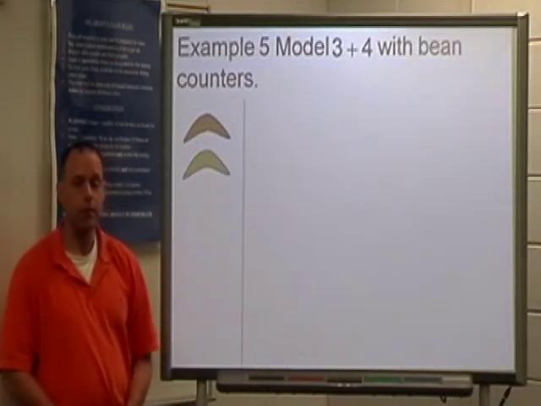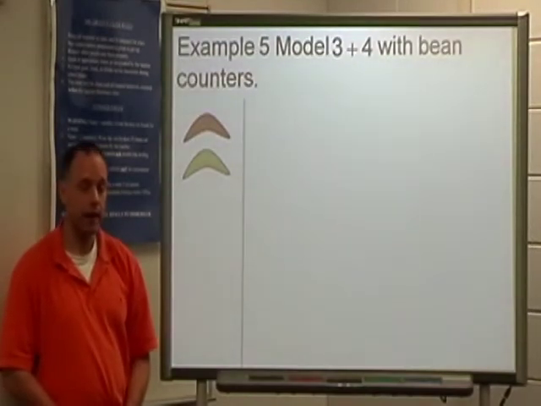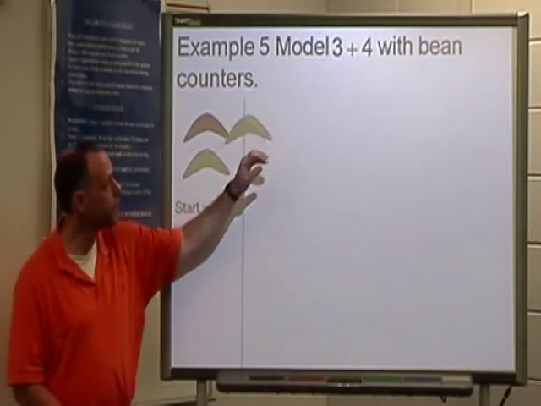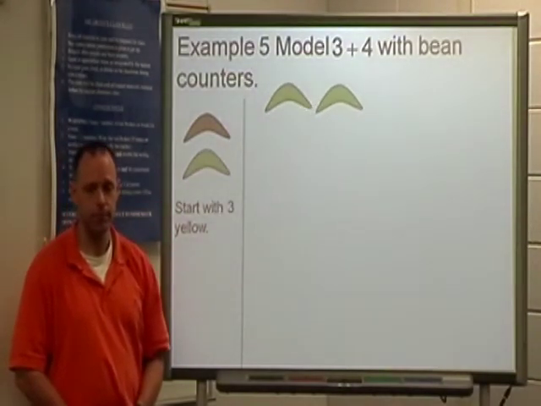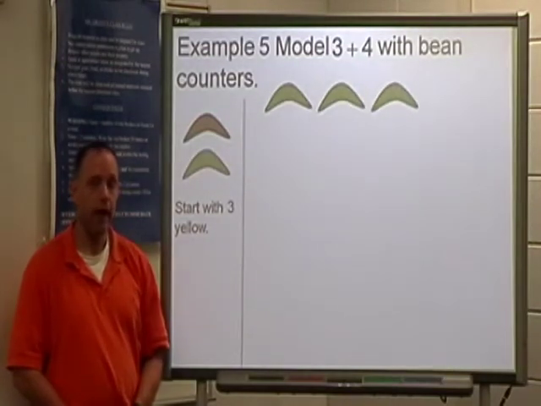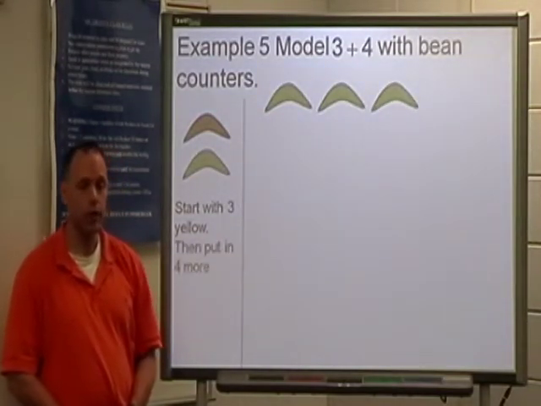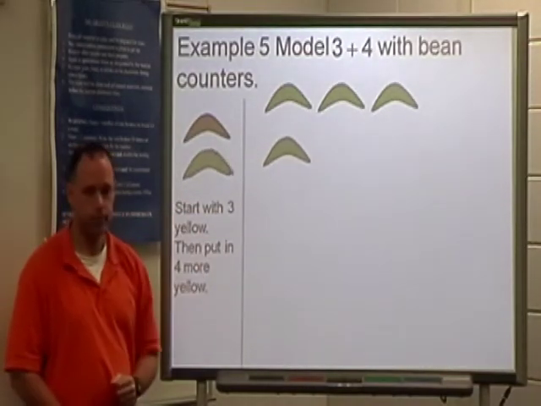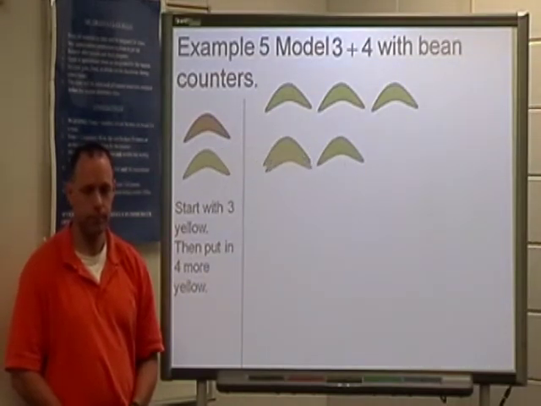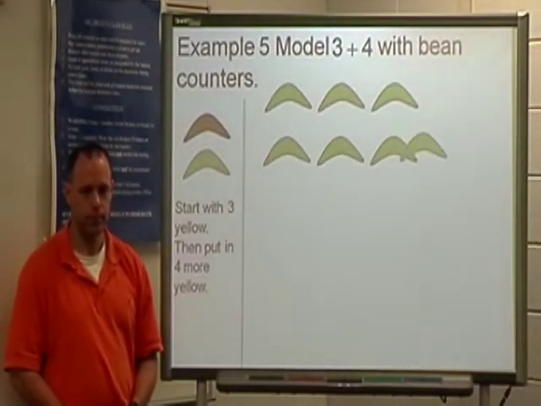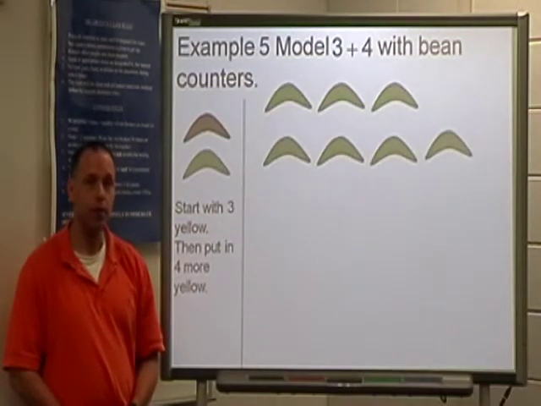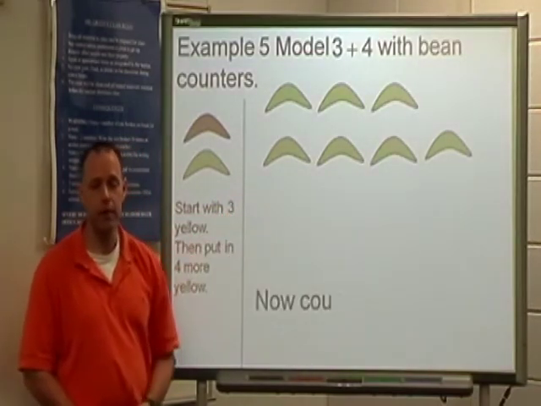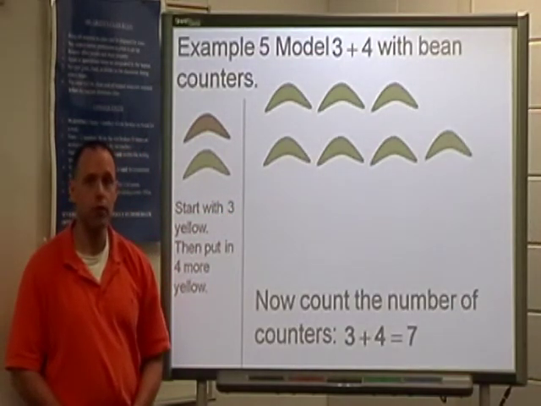Now let's do 3 plus 4 using the bean counters. Again, since the 3 is positive, I'm going to start by sliding 3 yellow bean counters into my workspace. And since I'm adding positive 4, I need to put 4 more yellow bean counters into my workspace. To find out what 3 plus 4 is, all I need to do is count the number of bean counters in my workspace. So 3 plus 4 equals 7.